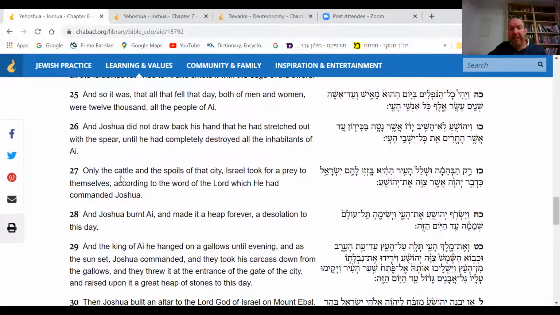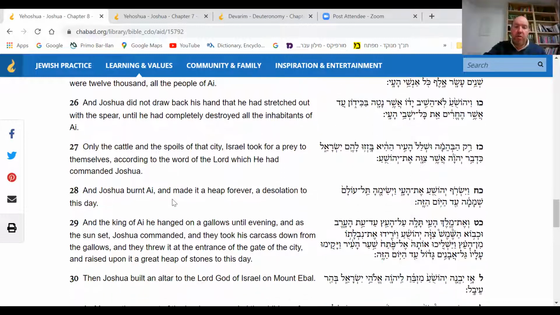Verse 27, only the cattle and the spoils of that city Israel took for a prey to themselves, according to the word of the Lord, which he had commanded Joshua, where we actually stated earlier in the instructions. This is the difference in this war, where they were allowed to take cattle and spoils from the city. And Joshua burnt Ai and made it a heap forever, a desolation to this day. So the city was totally destroyed and remained basically a heap of stones.